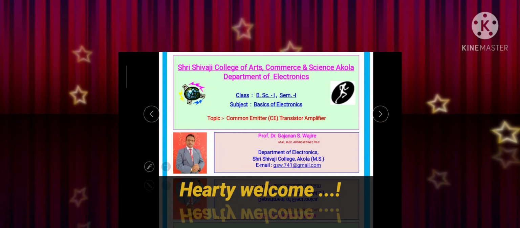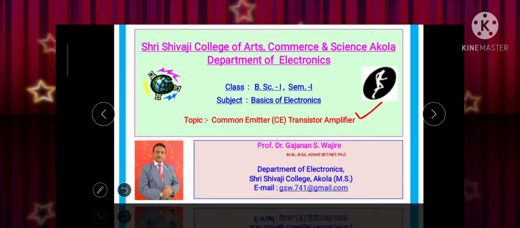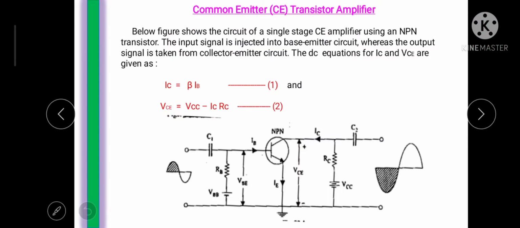Friends, today's topic for discussion is Common Emitter Transistor Amplifier. The below figure shows the circuit of a single stage common emitter transistor amplifier using an NPN transistor. Here CE means common emitter, that means this emitter terminal is common towards output as well as common towards input.